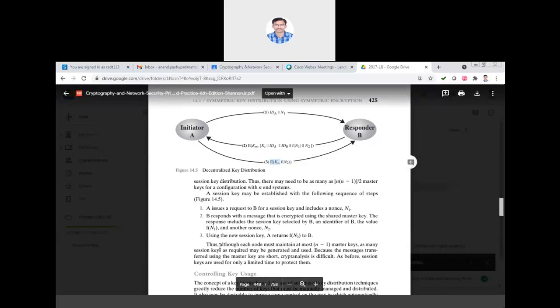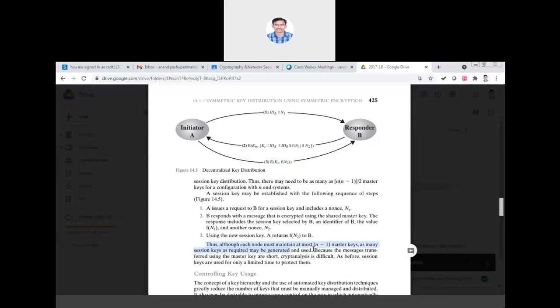So you can see here, each node must maintain at most n minus 1 master keys. Now what is n here? Suppose you consider n as 2, that is 2 nodes. 2 nodes can maintain 1 master key.